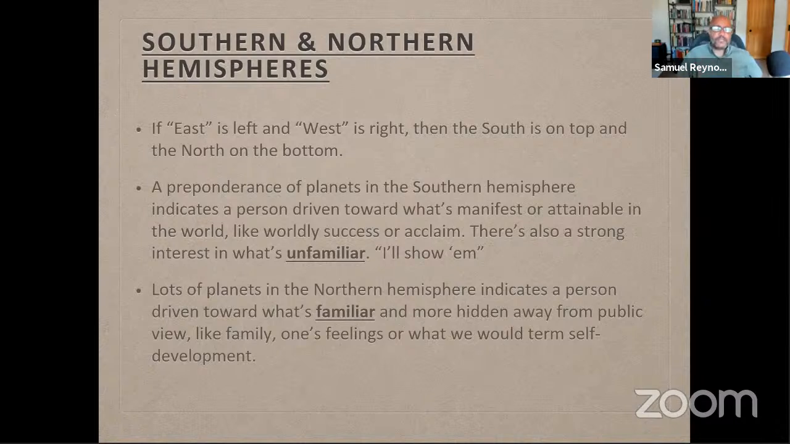There's also a strong interest in what's familiar, like I'll show them, like you're all from Missouri, I'm from the show me state and I'm gonna make it happen. I'm gonna blow this up, I'm gonna do this. You're more intrigued by what is different and distinct from your familiar backgrounds. Whereas if you have more of a northern emphasis of planets, then it's going to be more so things that may be hidden away from the family, what's familiar, like your family, more your own inner world and feelings, and what we often term as your self-development in terms of dealing more with yourself.